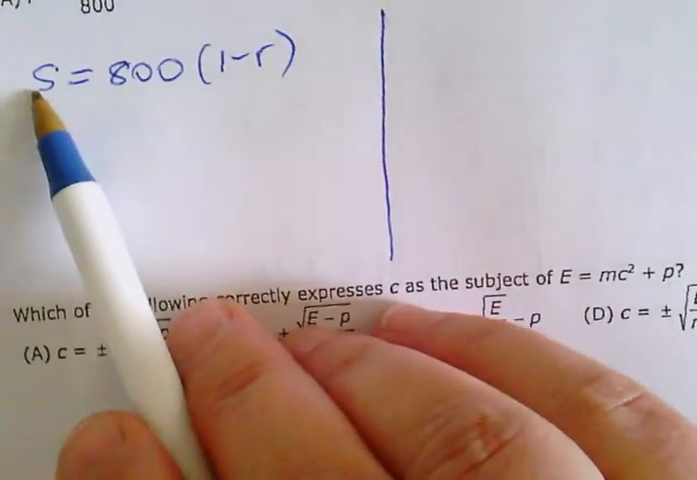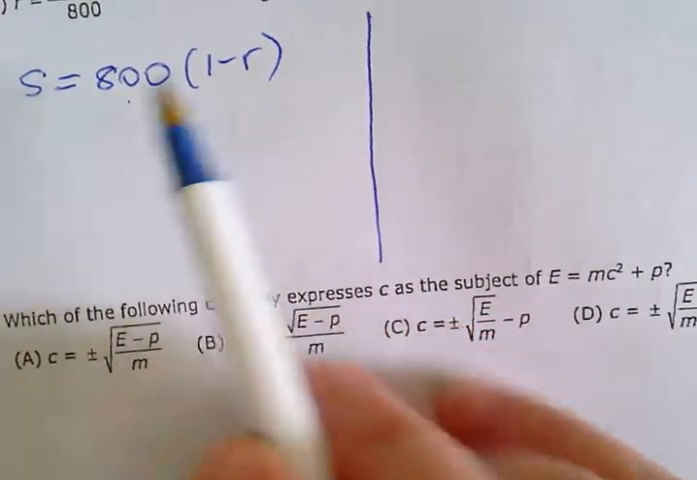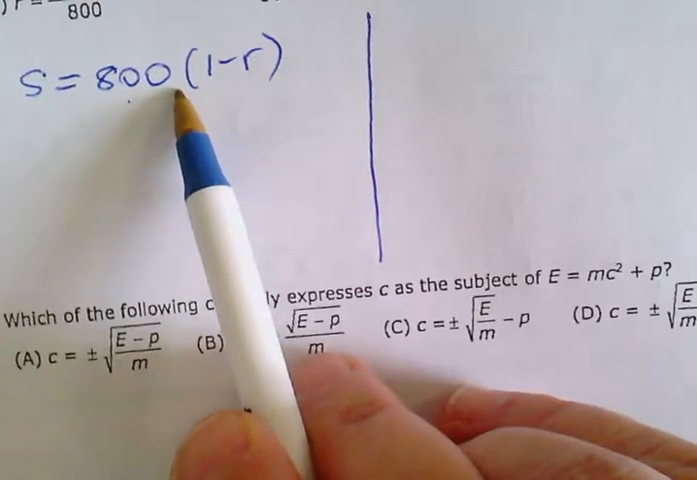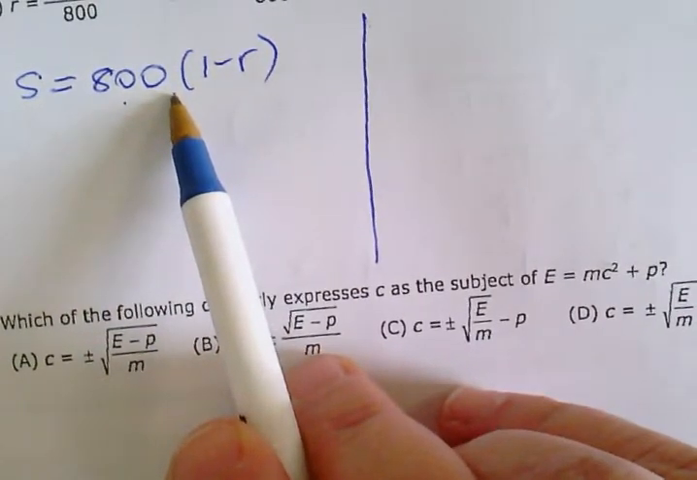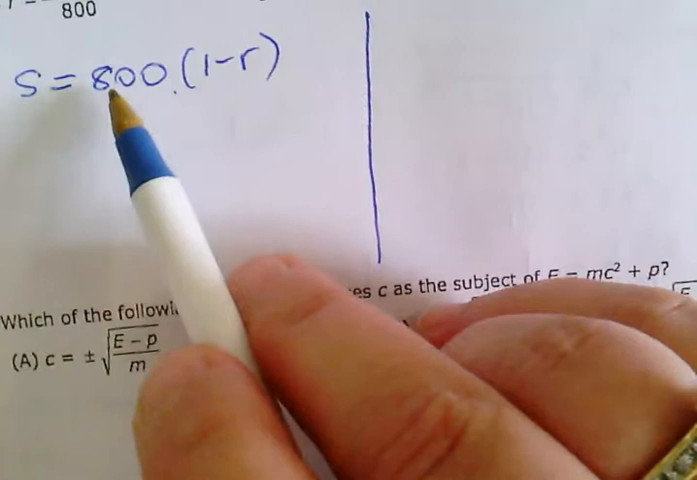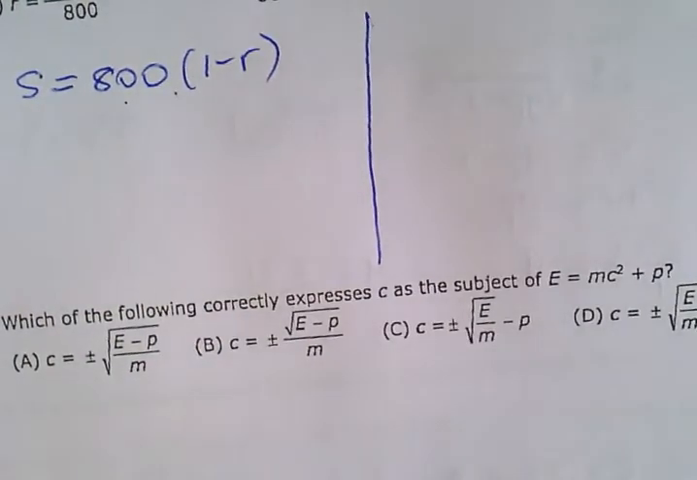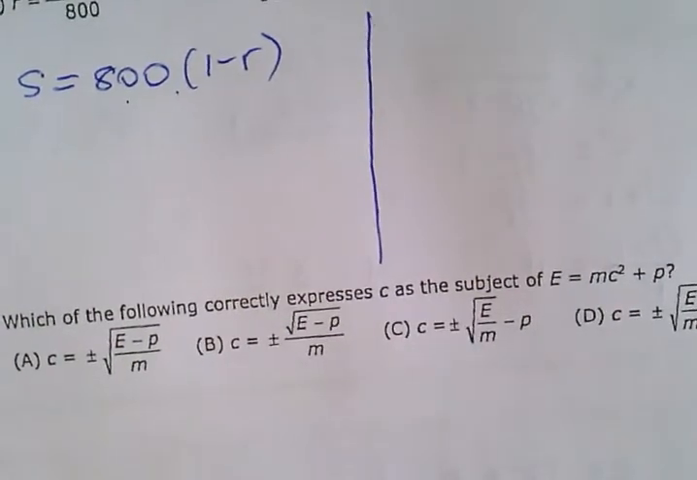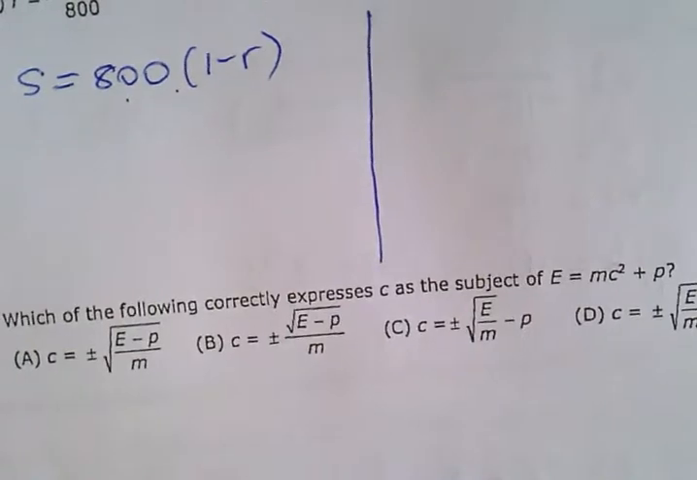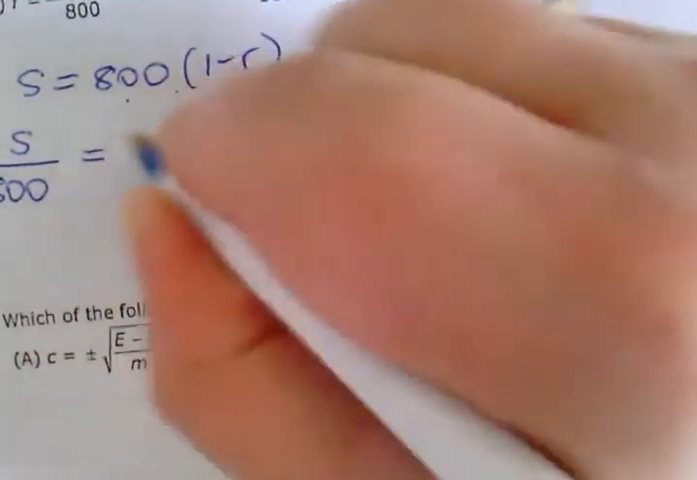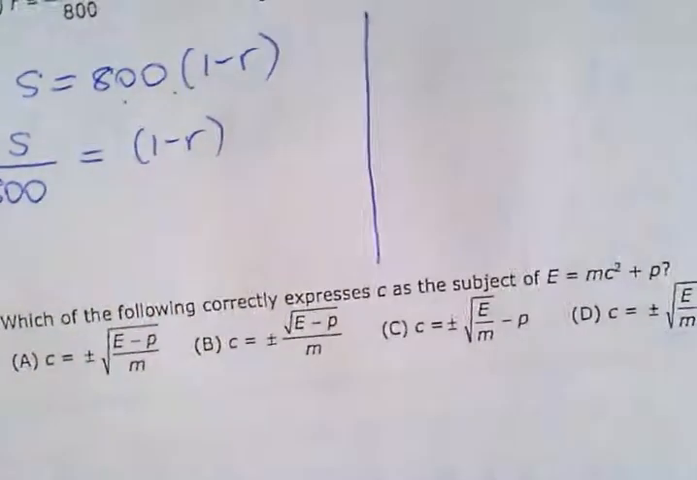The first one, this is S equals 800. What symbol is between the 800 and the bracket? Times. So this is S is 800 times (1 minus R). So if I decide to move the 800 over, the 800 is attached to the 1 minus R with a times. How do I take it over? Add, subtract, multiply, or divide? I divide. So I've got S over 800 equals the bracket 1 minus R.